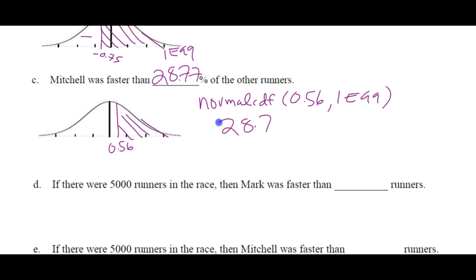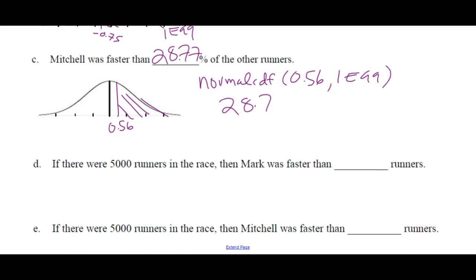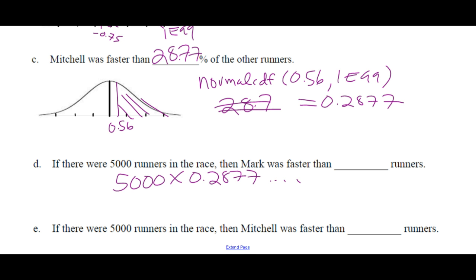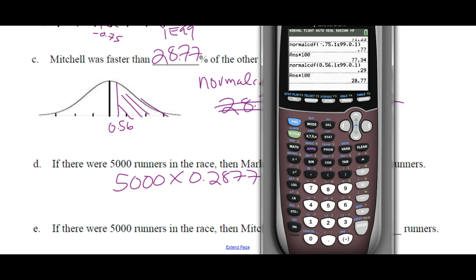If there were 5,000 runners, then Mark was faster than. Okay, so 0.28. What we do here is we want to get an expected value, which I just taught in 30-2 yesterday, which means they already knew how to do that, right? Because you know how to do this. But I reminded them. So what you do is you just take the number of runners, 5,000, and multiply it by the actual number that's in your calculator. So I want to multiply it by this number. Let me just go back and get this number.